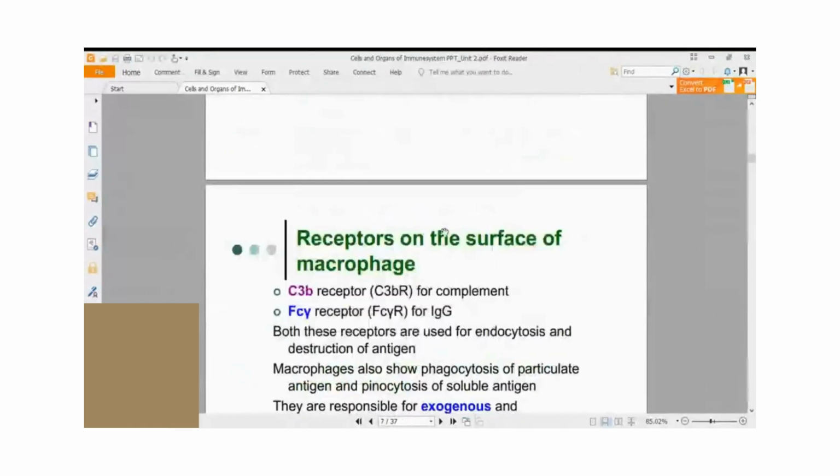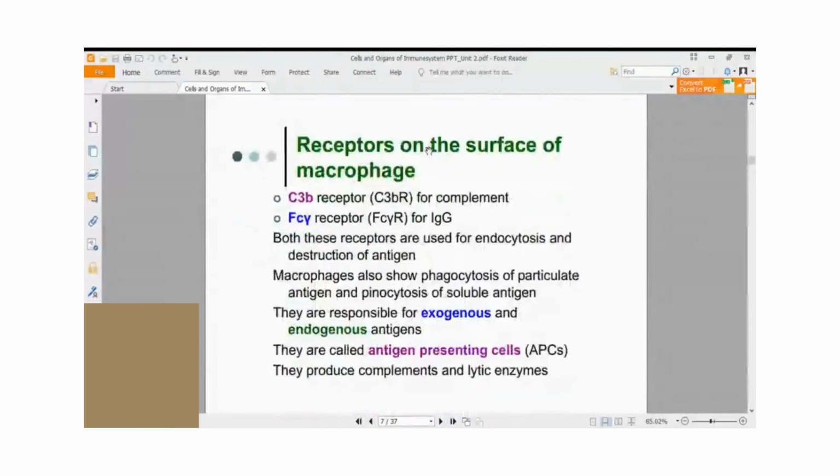The macrophages have certain receptors on their surfaces. One of the important receptors is the C3b receptor. The C3b receptor belongs to the complement, and you had come across this complement in the alternate pathway of complement when I discussed with you the innate immune response. When C3b is attached to the pathogen, the receptor present on the macrophage can bind to this C3b and engulf that pathogen which is bound by the complement, and that process is endocytosis.